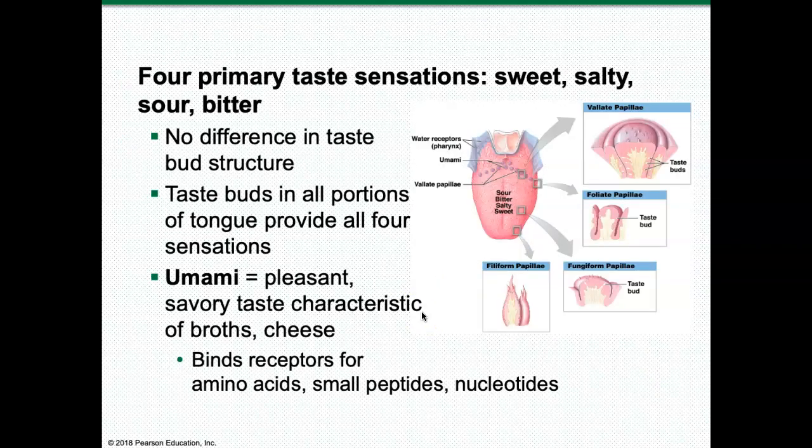There are 4 primary taste sensations: sweet, salty, sour, and bitter, and there's no difference in the taste bud structure. Taste buds in all portions of the tongue provide all 4 sensations. So the map of the tongue that says the front part of the tongue probably tastes sweet, the back bitter, and so on, was made up about 100 years ago and has been in textbooks ever since. There's a 5th sensation called umami, and that's called a savory taste, such as broths and cheese.